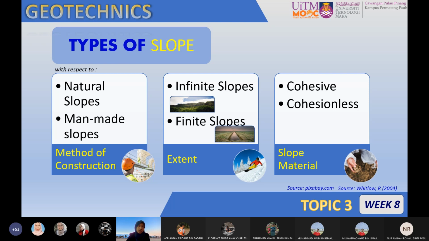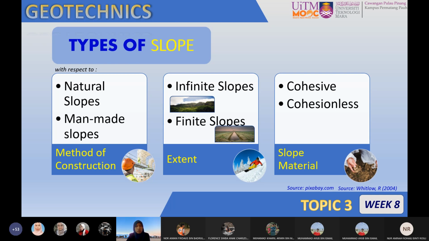And then when you look at the extent category, for example, infinite slope or finite slope. For an infinite slope, for example, you can check if you are doing drainage, some kinds of slope are infinite slopes. And when you are doing some deep excavations, that is a finite slope that is involved during the constructions.